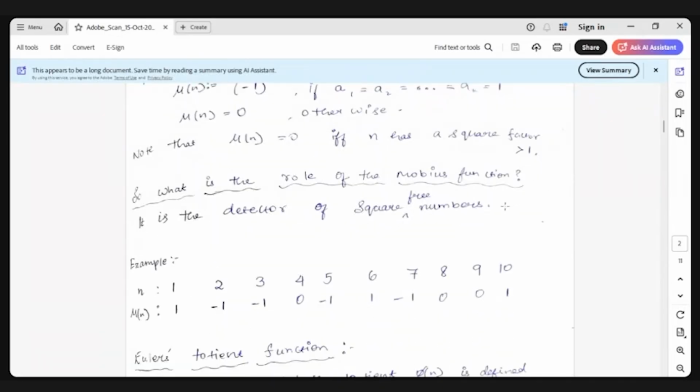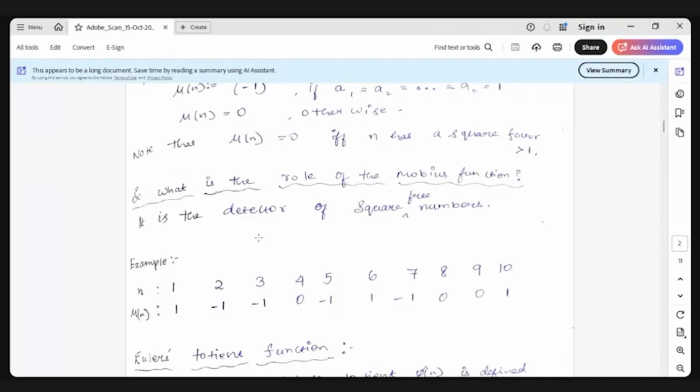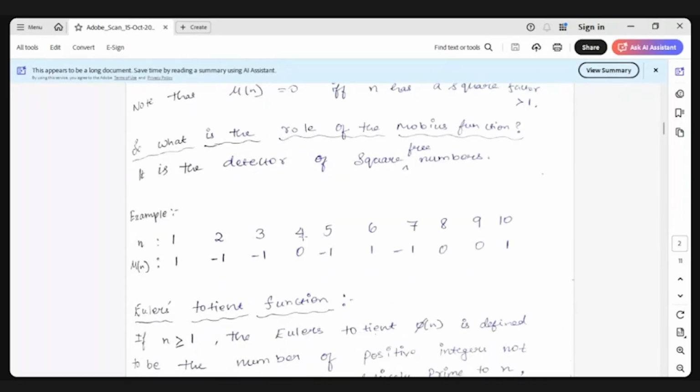Here are a few examples. For mu of 1, it is 1, as we saw before. For mu of 2, it can be written in prime factorization as 2 power 1. So a1 equals 1, and the only k there is 1. So mu of 2 is equal to minus 1 to the power 1, which is minus 1. One can compute similarly from 1 to 10 in this way.